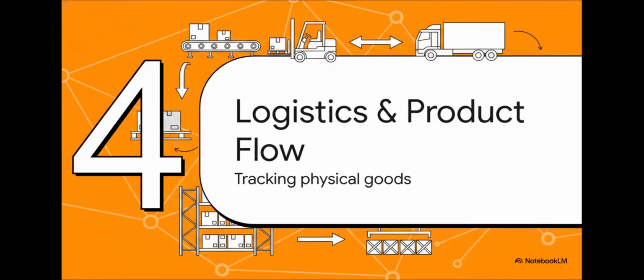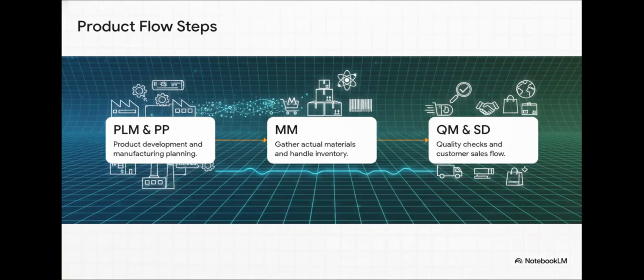Which brings us to Part 4, Logistics and Product Flow. Let's leave the executive suites for a minute and head down to the factory floor. This is where we see the complete story of a product's physical journey. Step 1 is PLM, Product Lifecycle Management, and PP, Production Planning. This is where the item is initially designed and planned out.